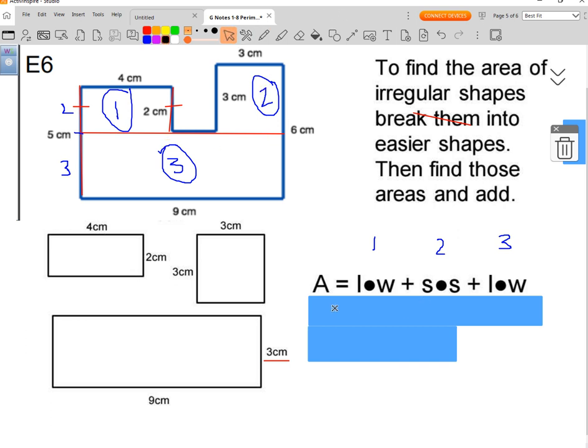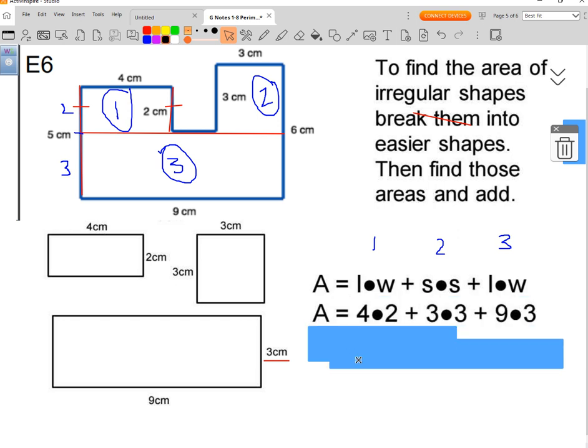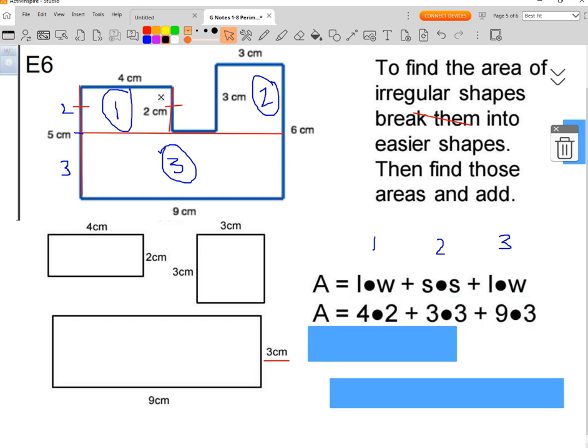Can you do them separately, then add them together at the end? Yes, you can, right? So 4 times 2 gives you the area of this figure, 3 times 3 gives you the area of this one, and then 9 times 3 gives you the area of our third shape that we split it into. And so 8 plus 9 plus 27 would give us 44 centimeters squared. So one more time, if you do not label that unit of measure, you are not going to get full credit, and possibly not any credit, depending on what the problem is.